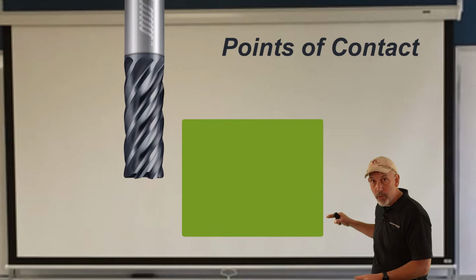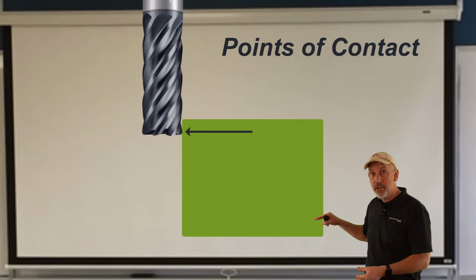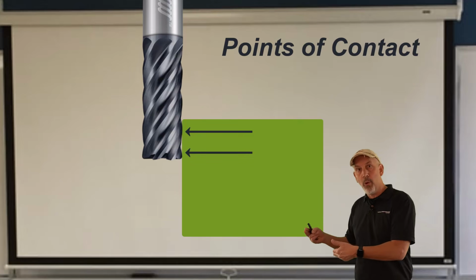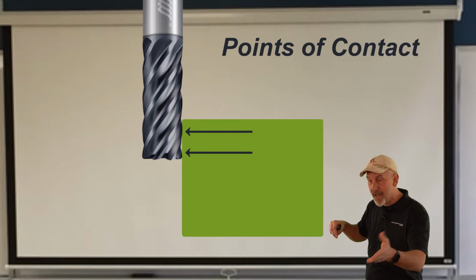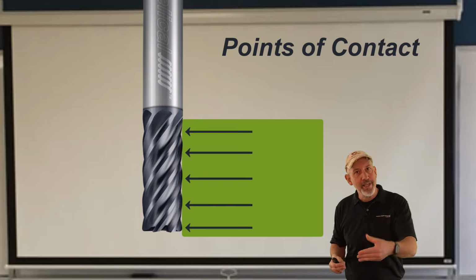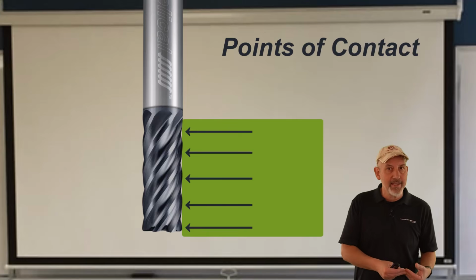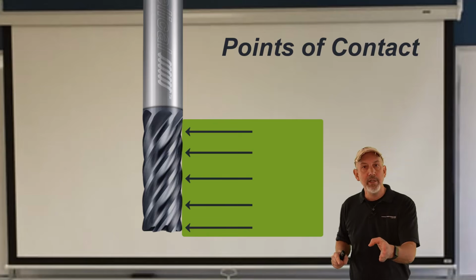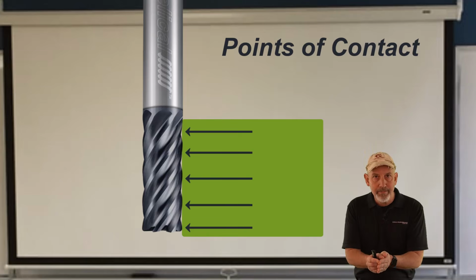So you can have one point of contact, which means it's in the material and then it's out of the material. You can have 2 points of contact where 2 points are in the material at the same time, 3 points, 4 points, 5 points. I just want everybody to understand when I'm referencing points of contact, we're talking about how many of those cutting edges are in the material at the same time. That can be axial and that can be radial. Everybody understand that? Before we talk about ideal points of contact and how it affects your cutting tool, bingo. Let's go on to the next.